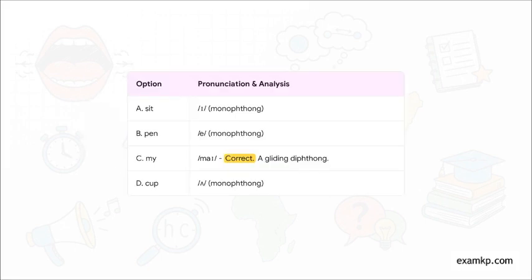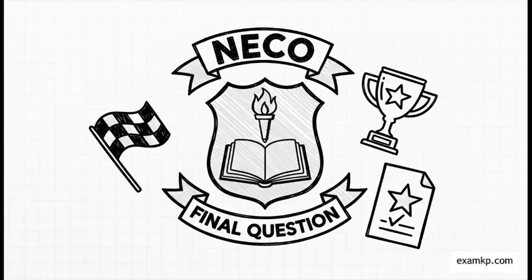Okay, let's analyze these options. Sit, pen, and pup all have short, steady, pure vowel sounds. They are monophthongs. But my is pronounced my. Say it slowly. My. You can feel your tongue gliding from a to e. That's our diphthong. The correct answer has to be C.